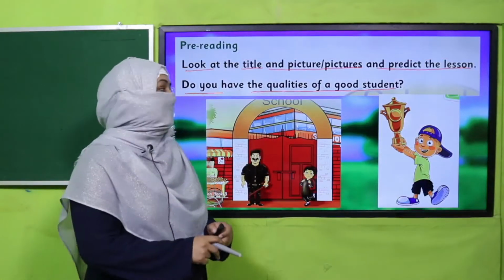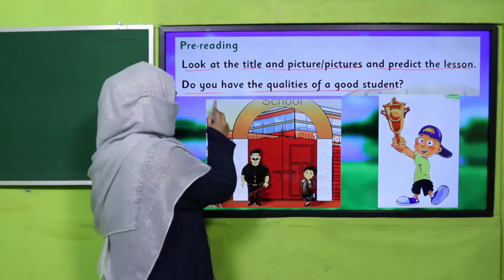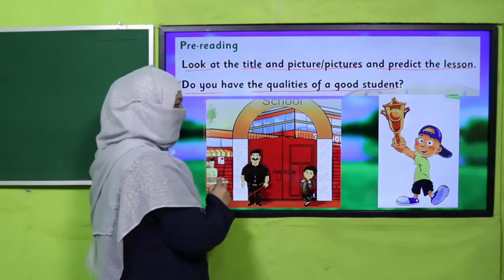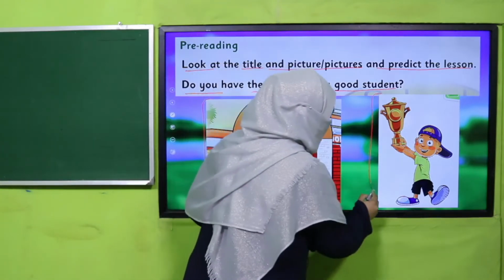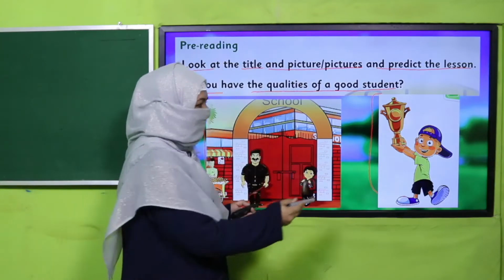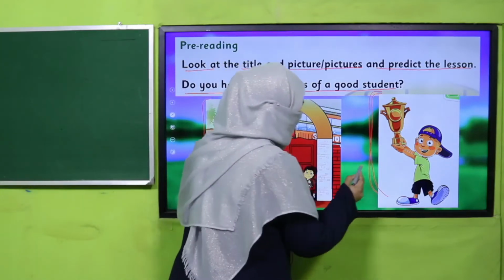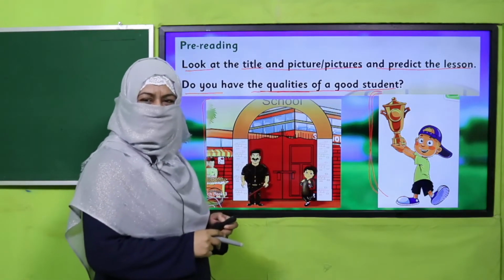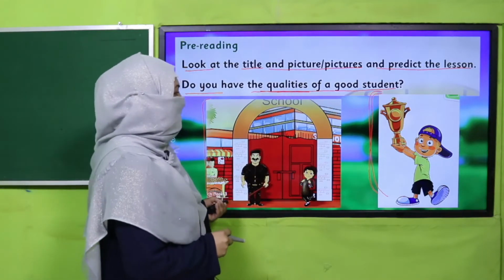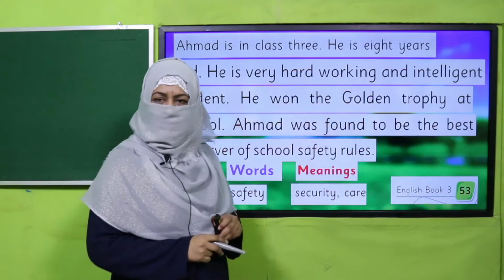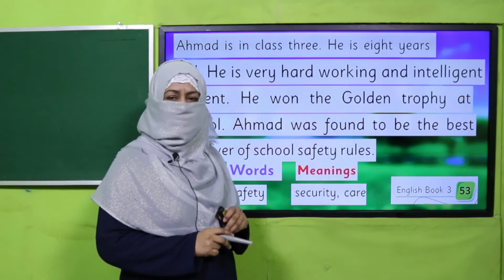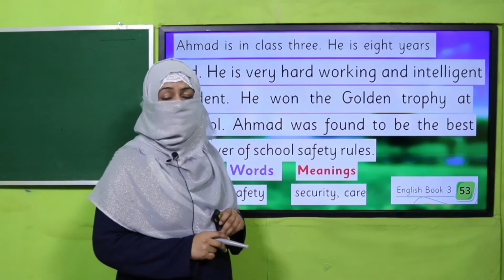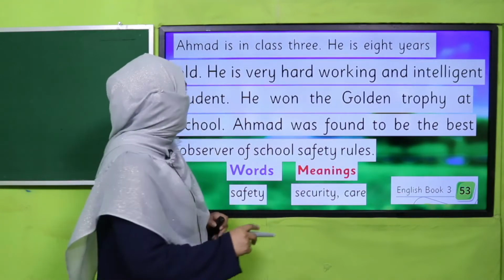Yes, my dear students, I hope you could predict. It's a picture of a school gate and it's a picture of a student, and the title is Student of the Year. So most likely this is the picture of Student of the Year, and all the good qualities you have mentioned to your teacher. Alhamdulillah. So let's start reading. First I'll read it. I'll try to explain it to you. You listen carefully because after me you have to read it. All right.